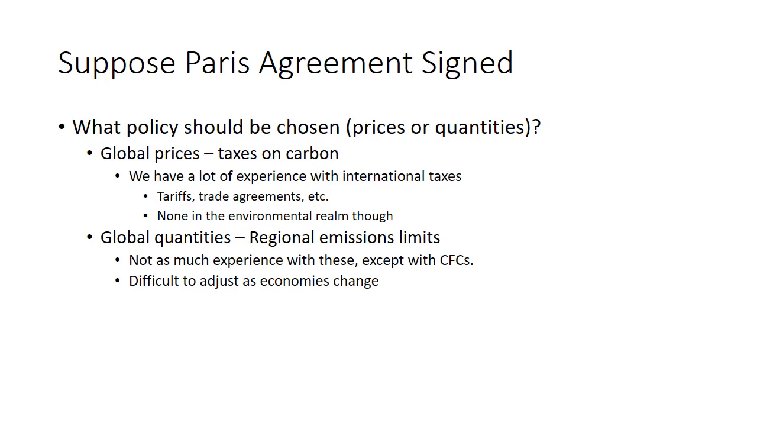Okay, but suppose the Paris Agreement was signed. What policy should be chosen? We went through this before. Should we choose prices or quantities? We could have a global tax on carbon. We have a lot of experience with international taxes in terms of tariffs or trade agreements. None in the environmental realm, though, so this would be new. Global quantities, we could have regional emissions limits. Not as much experience with these, except with CFCs, and difficult to adjust as economies change.